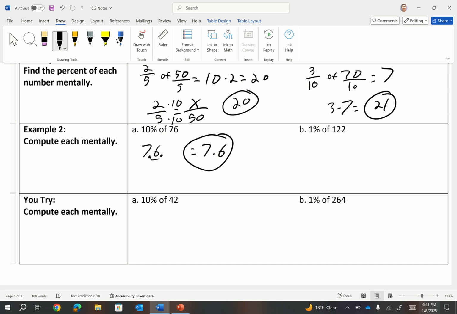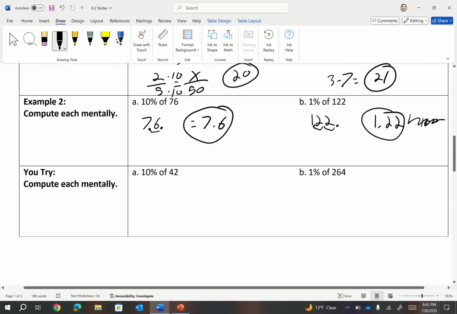We can figure out a lot of percents just by knowing how to do 10% and 1%. So 1% will be very similar. We'll put our decimal point, but instead of moving 1 spot, we're going to move 2 spots. I'm going to move that decimal 2 spots to get 1%. 1% of 122 is 1.22. Okay, I could times that by 100 to get 122. So 1% of 122 right there.